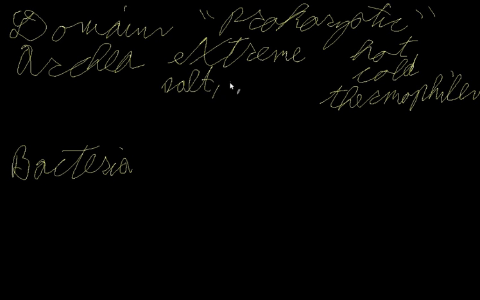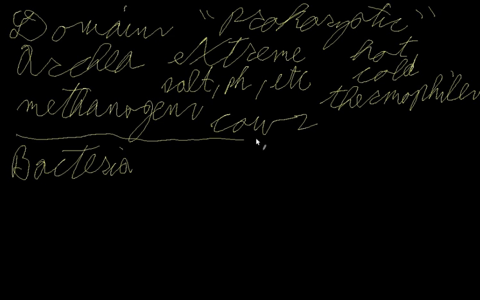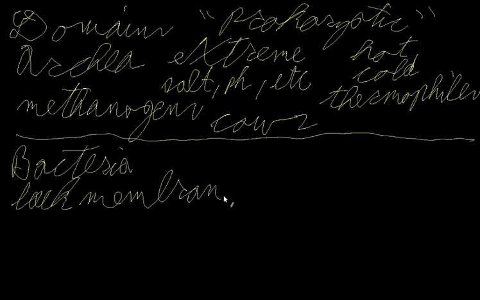There are also archaea in salty environments, say in the Dead Sea, or highly acidic or highly basic environments, and they're usually found there as well. Now, methanogens are a special type which line the guts of cows and produce methane gas. Bacteria are known for lacking membrane-bound organelles.